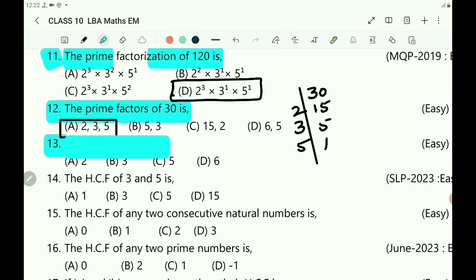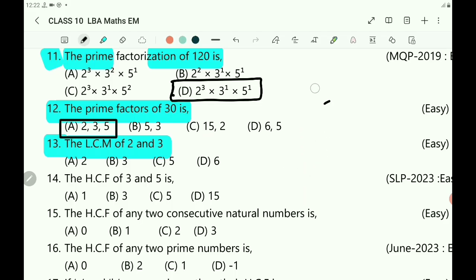The LCM of 2 and 3. 2 is a prime number, 3 is a prime number. The product of these two prime numbers becomes their LCM. So 2 into 3 is equal to 6. So what is the LCM? LCM is 6. Otherwise use the method of finding LCM. 2 3s are. Use the method. 2 1s are. 3 you write as it is. Next 3 1s are. 2 into 3 equals 6.